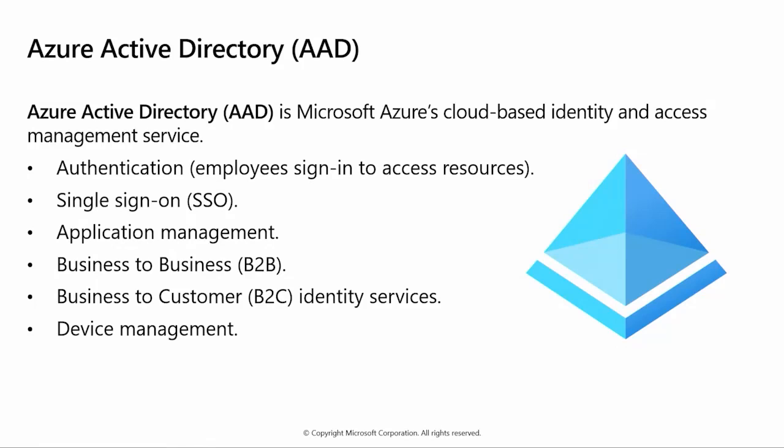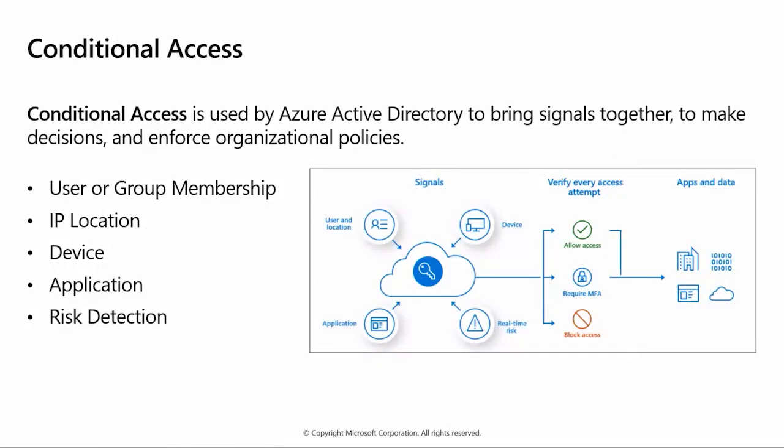Now, when we talk about access, we have this concept or this tool called conditional access used with Azure Active Directory. Essentially, it allows your organization to have different identity signals to determine what apps and what data users can access, depending on the type of user they are, their group membership, where they're located, what device, the application, if there's any type of risk. So essentially, conditional access uses Azure Active Directory to make decisions based on these organizational policies.